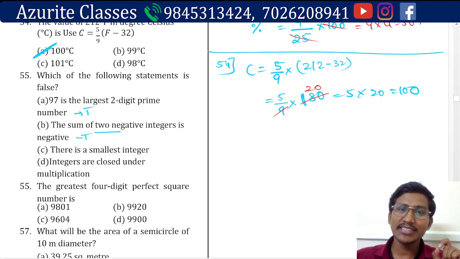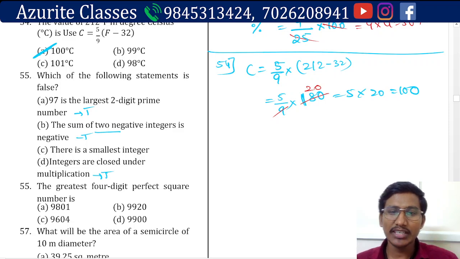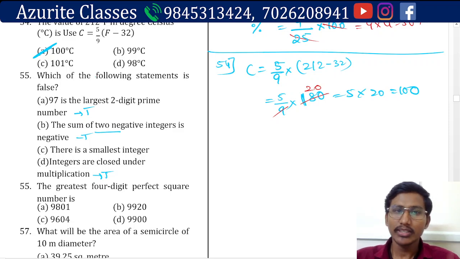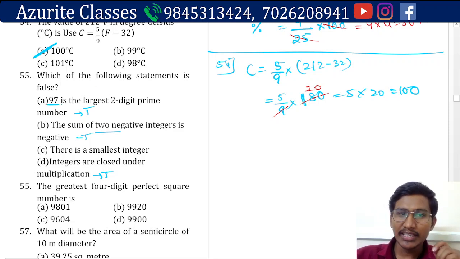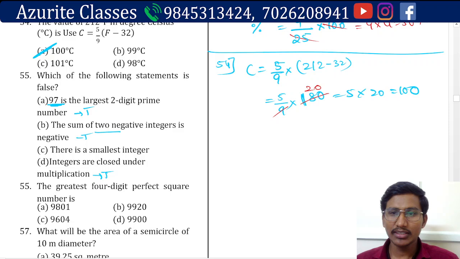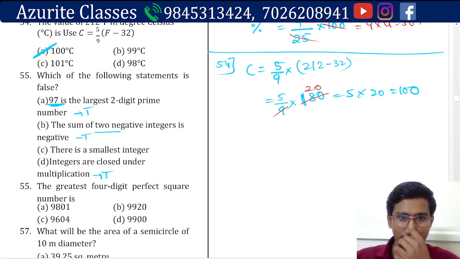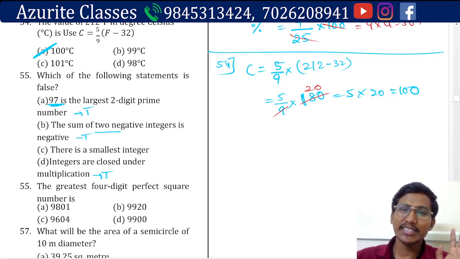And there is a smaller integer. Integers are closed under multiplication. Yes, integers are closed under multiplication, that is true. So there is a smallest integer. If you go with option A, 97, that is true. Okay, so there is a smallest integer.